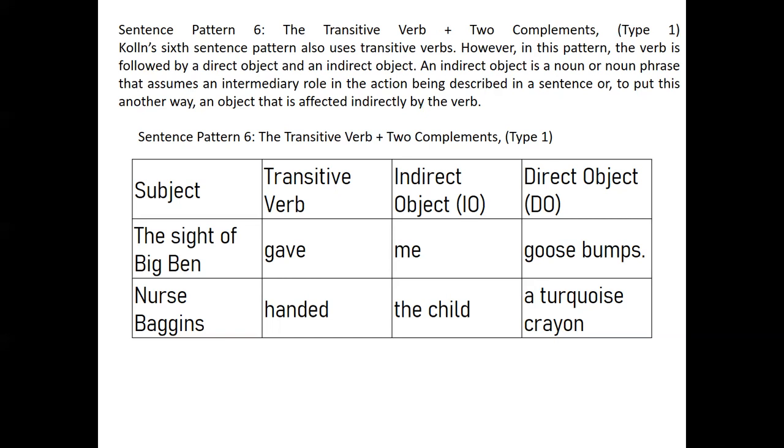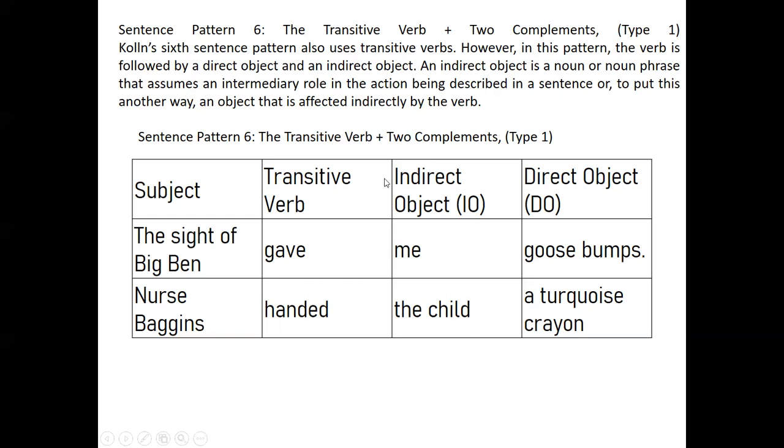Nurse Baggins handed the child a turquoise crayon. So the point is that the sixth pattern is the transitive verb plus direct object, or two complements. The two complements here are the indirect object complement and the direct object complement.